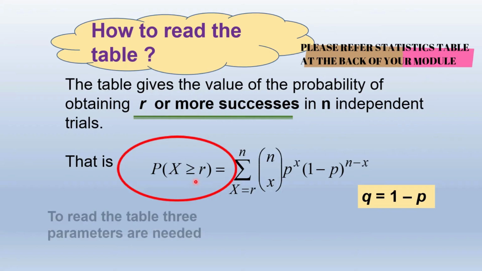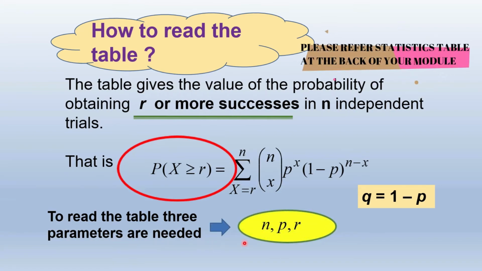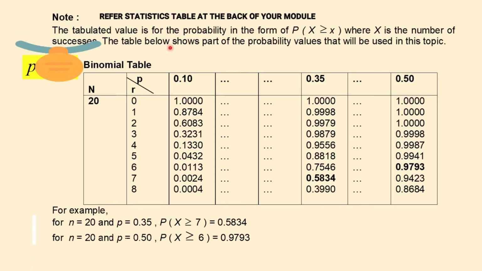Okay, there are three values or three parameters needed to read the tables. That is n, p, and r. The table below is the probability in the form of P(x more than or equal to r), where x is the number of successes. The table below shows part of the probability values that we'll use in this topic. So note that the three parameters that we will use to read the table are n, p, and r.